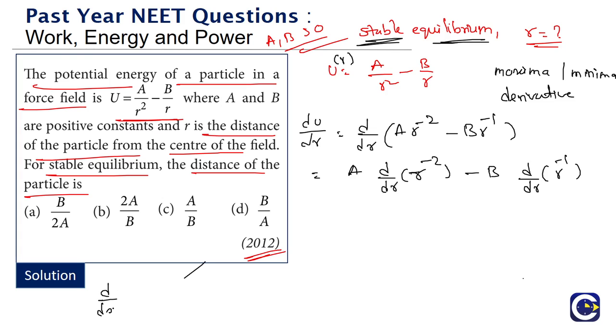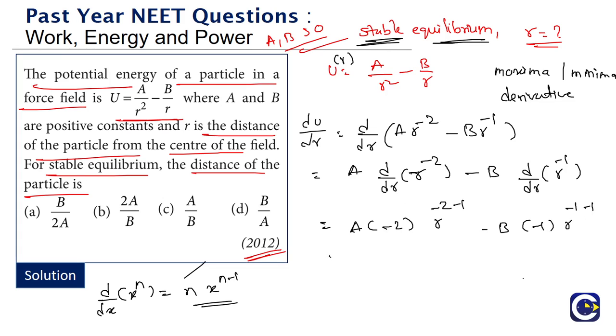We have a standard derivative: the derivative of x power n is n into x power n minus 1. So look at this: a into minus 2 r power minus 2 minus 1, minus b into minus 1 r power minus 1 minus 1. So what is it? Minus 2a into r power minus 3 plus b into r power minus 2. We can also write it as minus 2a by r cube plus b by r square. So this is our derivative.